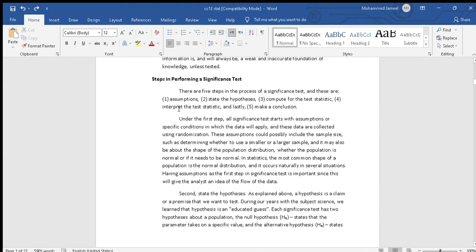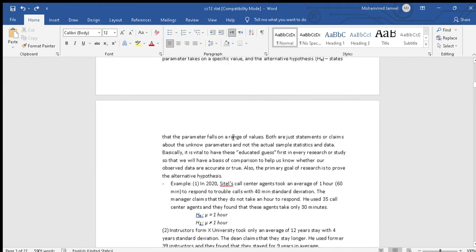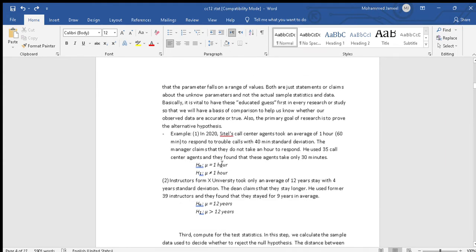I'm going to explain two examples of the first two steps: assumptions and setting up the hypotheses. Here we have two examples. In the first example, we're going to learn the difference between the null hypothesis and the alternative hypothesis.